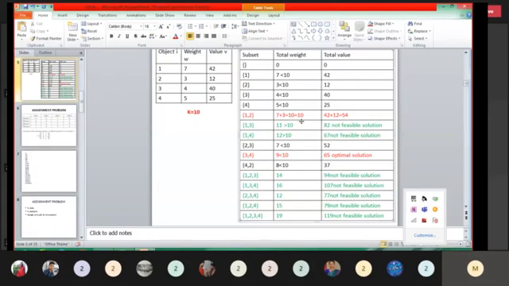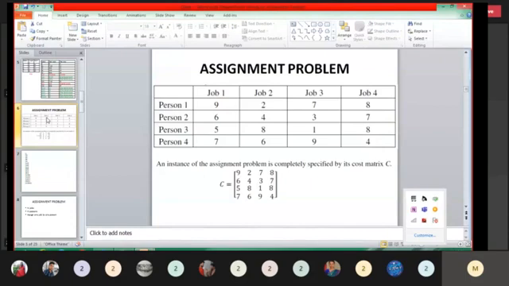Next is the assignment problem, right? The assignment problem is to assign the jobs to the persons. Here we are going to find the minimum cost. This assignment problem is used to assign jobs to persons. Now, in this we consider 4 jobs and 4 persons. We assign each job to every person, right?